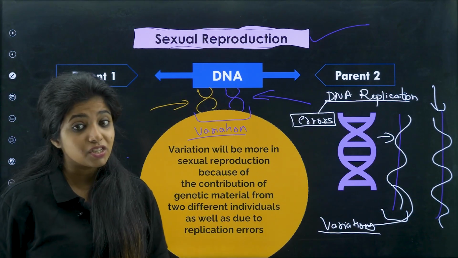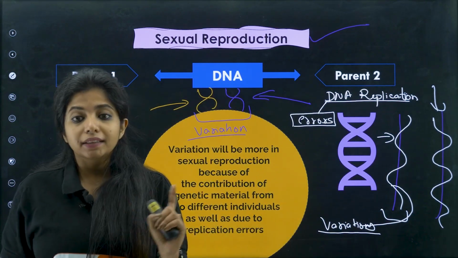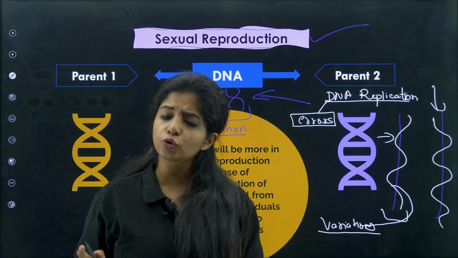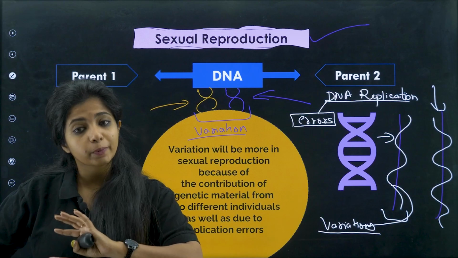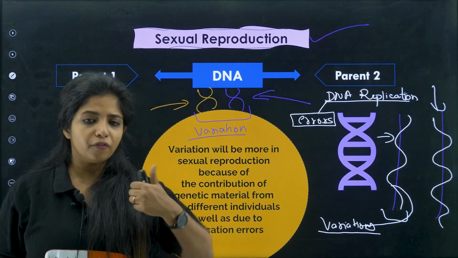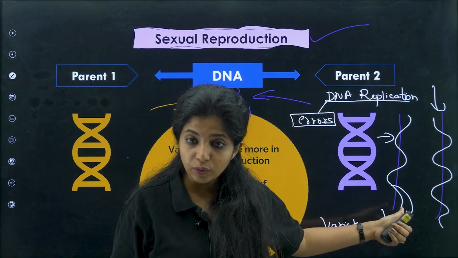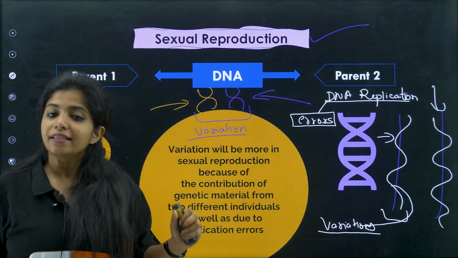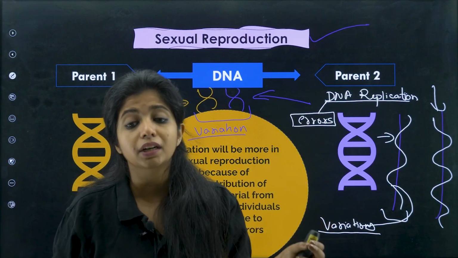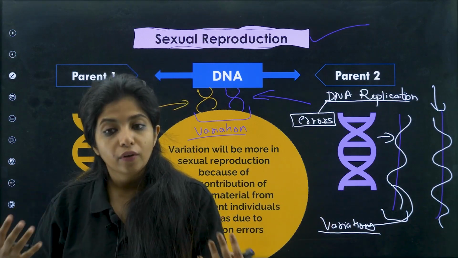Now these variations, these changes, can be good and can be bad. These variations can cause diseases. These variations can help you survive as well. So there are two reasons why in sexual reproduction you can give rise to more variations. First thing, the DNA copying errors will be there. Second thing, the major thing, is that two parents are involved. Two parents involved means two genetic materials coming together, which gives rise to variation.